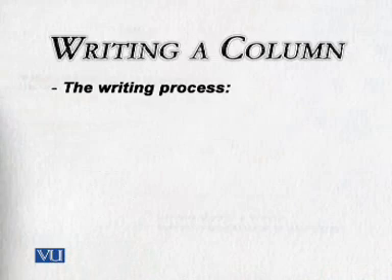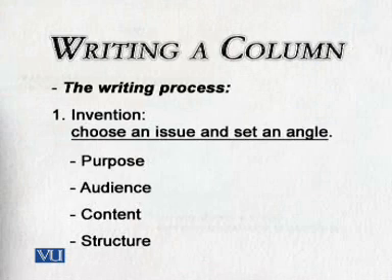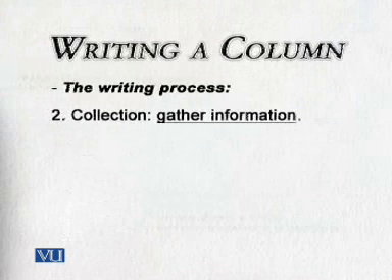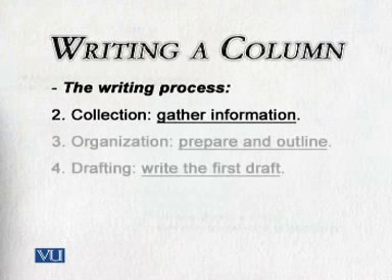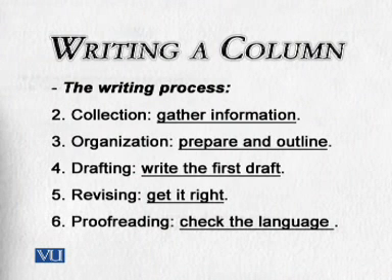Let's talk about it. Well, again the same six-stage, six-step writing process, which we have already studied separately, plus we also discussed it indirectly when we talked about editorial writing. Again the same 6 points. Number 1, invention. Number 2, collection, organization, and then drafting, of course, then revising, and then proofreading. These are the 6 steps we are going to follow for column writing also.